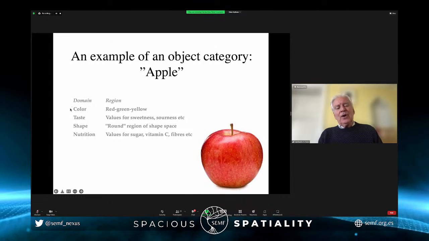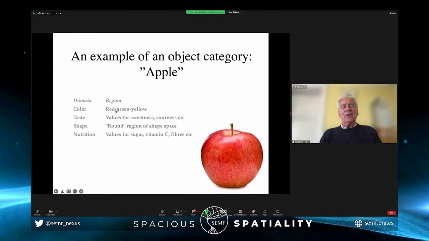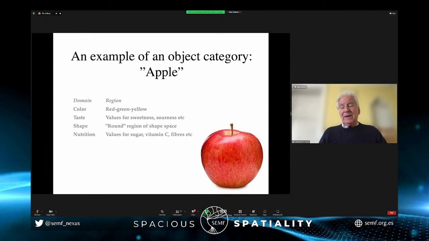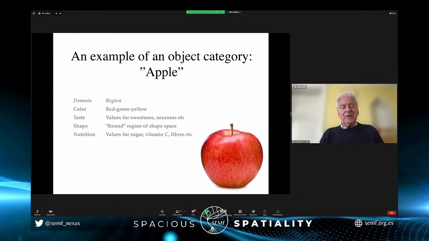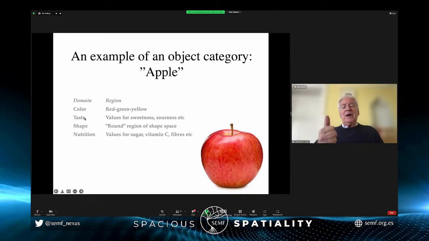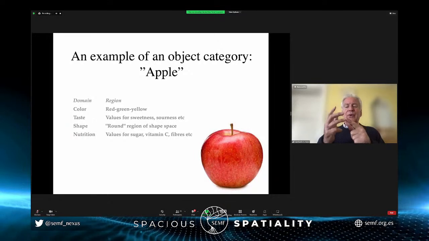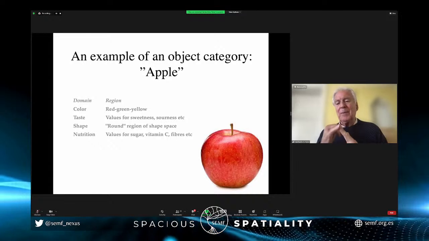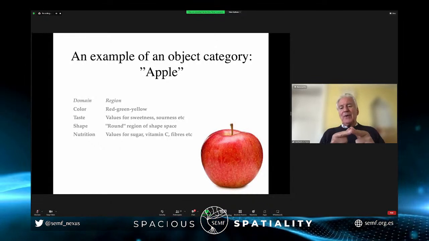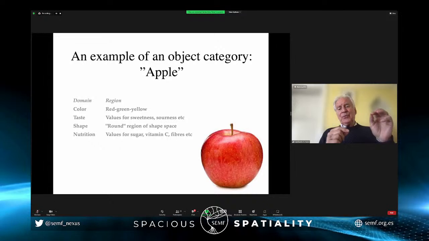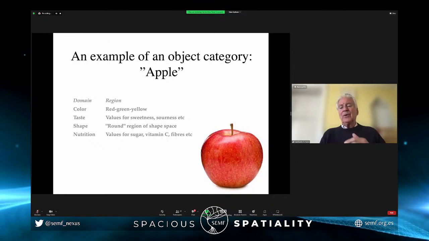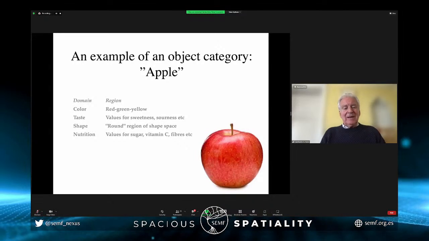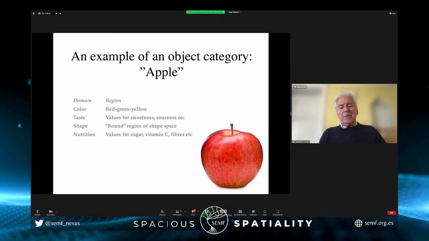When you're a child, you learn about the color of apples, and you learn that they are red, green, and yellow. They are not blue, and they are not black. They belong to that region of the color space. And when it comes to the taste space, you have sweet, sour, bitter, and salty as the four basic dimensions. Some people would like to add umami as the fifth dimension here. But anyway, when it comes to apples, it's mainly the sweetness and sourness dimensions that are involved. I mean, we don't find salty apples, typically at least. And when it comes to shape, it's the round region.